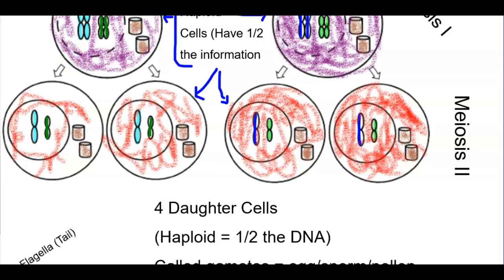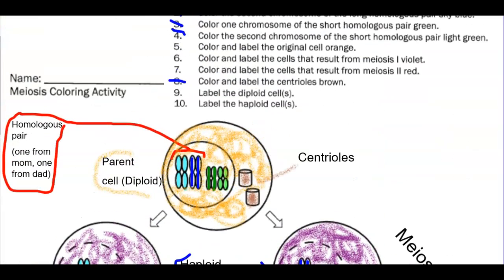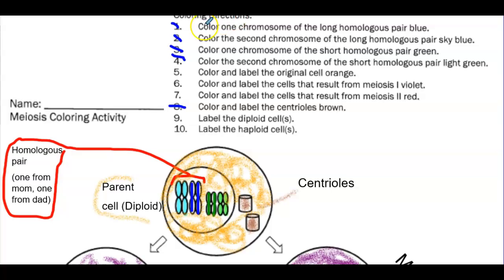All right. So if I go back to my directions here, we colored all the chromosomes. We colored the original cell orange. After meiosis 1, they're violet. My daughter cells after meiosis 2 are red. And I have labeled everything as diploid or haploid. So I've taken care of all of my directions.